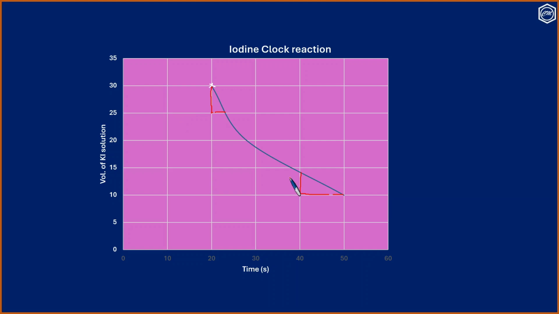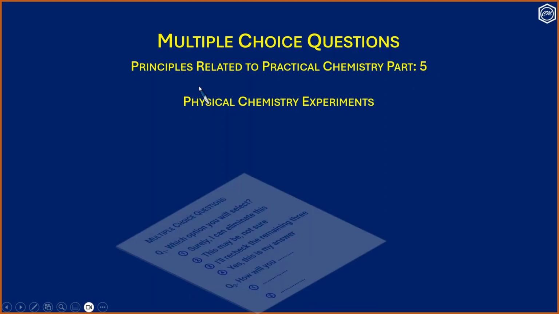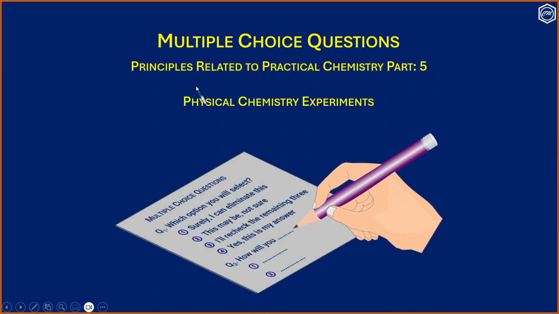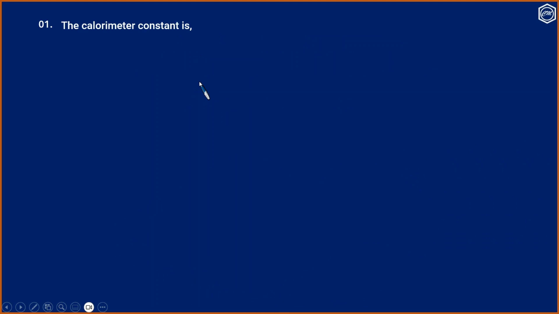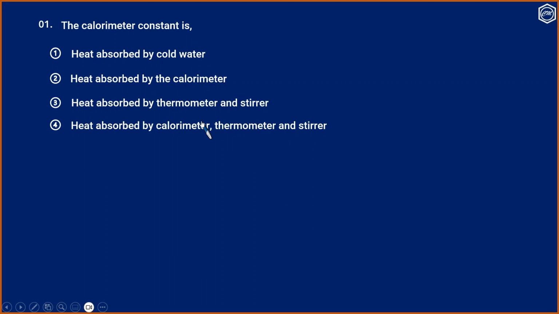We now discuss some multiple choice questions related to the topics that we have already discussed, that is the physical chemistry experiments. Question number 1. The calorimeter constant is: option 1, heat absorbed by cold water; option 2, heat absorbed by the calorimeter; option 3, heat absorbed by thermometer and stirrer; option 4, heat absorbed by calorimeter, thermometer and stirrer. The calorimeter constant is the heat absorbed by all the three: calorimeter, thermometer and stirrer. So option 4 is the correct answer.